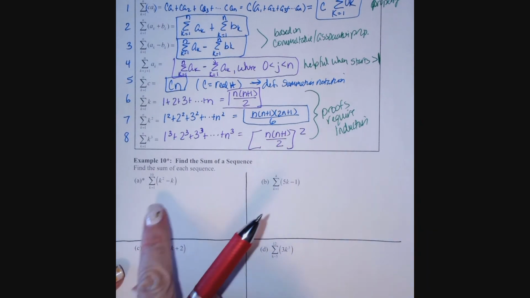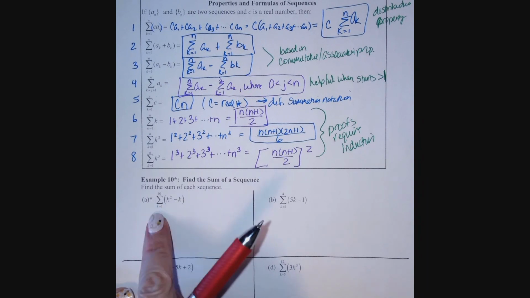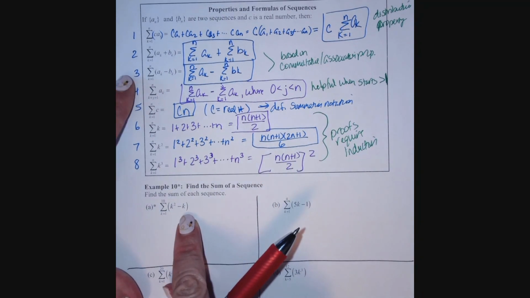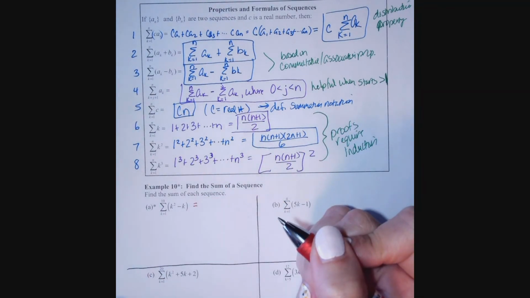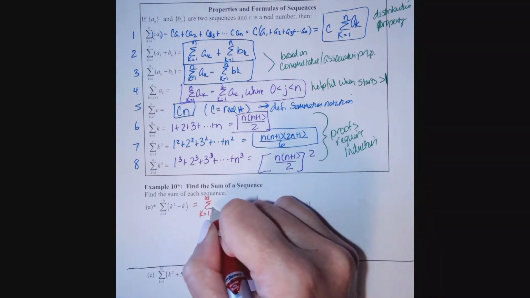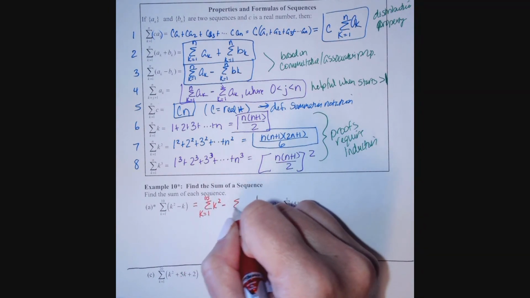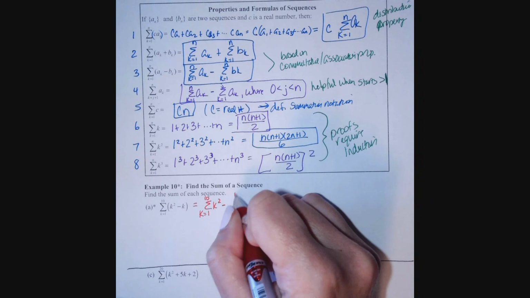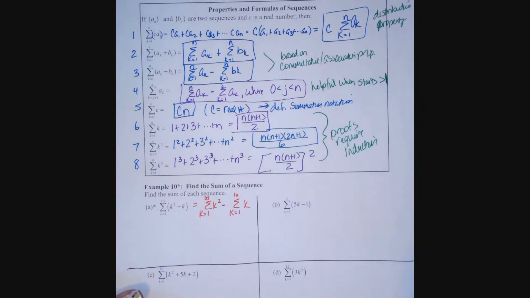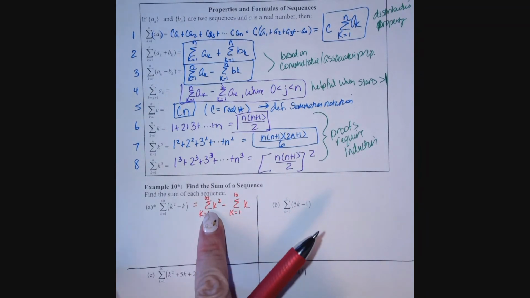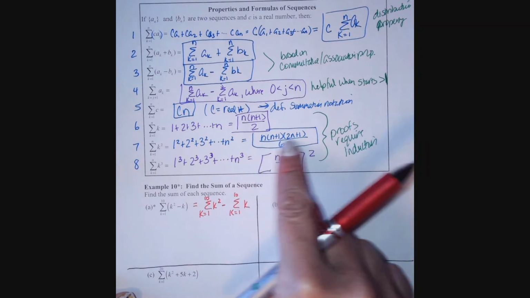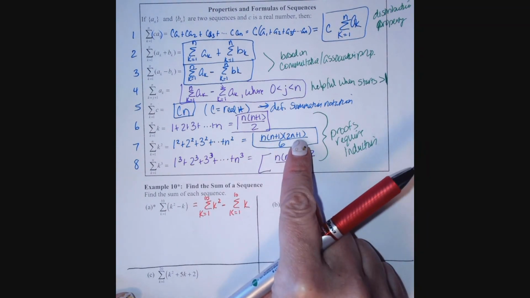For this first one, for A, we have the sum of k squared minus k. Well, based on number 3, I see that I can break that apart. So I have from k equals 1 to 10 of k squared minus the sum of k equals 1 to 10 of k. And for this first term, this is k squared, so I'm going to go down here to number 7. And so you know what? I can just do this. I can do n plus 1, 2n plus 1.